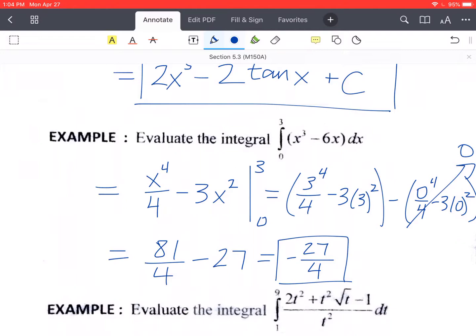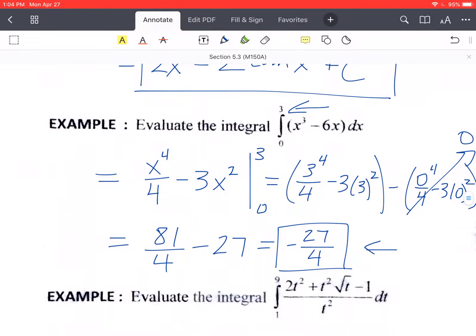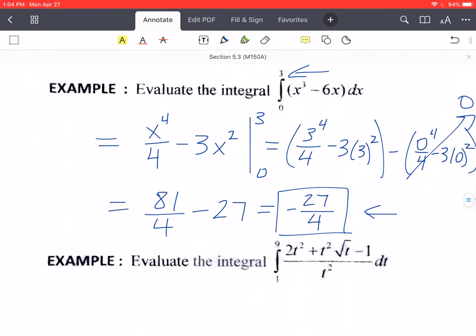Notice, of course, that we have here a definite integral that had bounds back in the original function, and we got a number. Right? We got a numerical answer for this one. Okay, let's look at the next one.